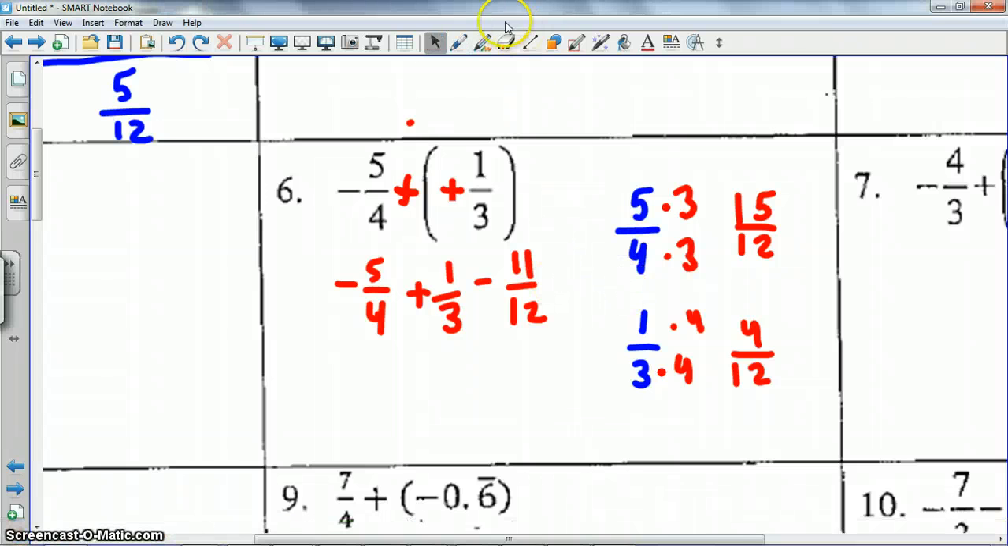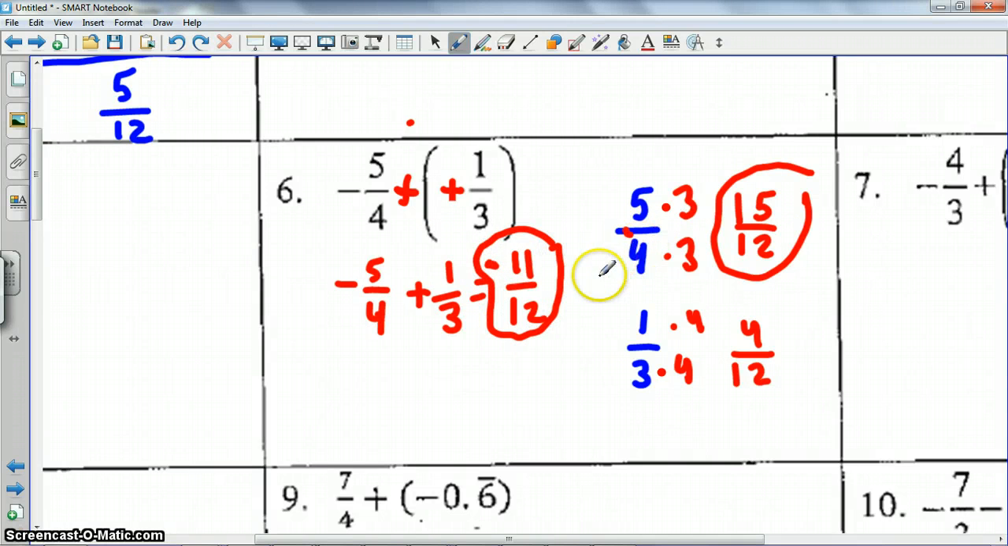All right, sorry about that interruption. So we have 11/12, and this should be equals 11/12. And it looks like the 15/12 is bigger than 4, so let's look at the 5/4. 5/4 is negative, so we're going to go ahead and throw in a negative next to that. So it should be negative 11/12.